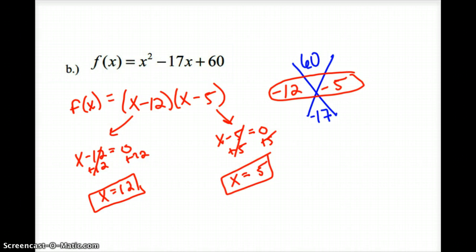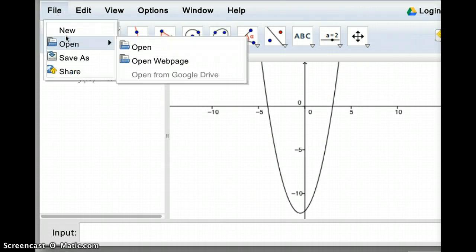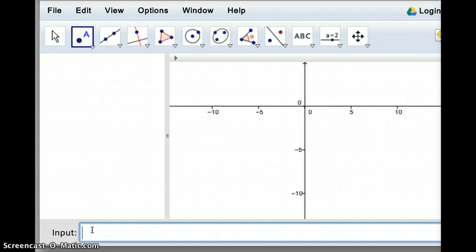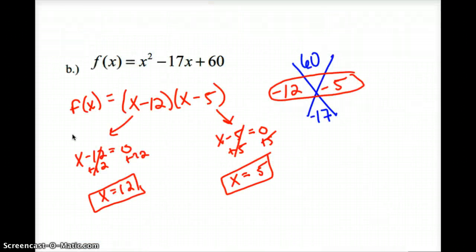So let's check on GeoGebra with this one. We want 12 and 5. Let me get a new one here. f of x equals x squared minus 17x plus 60. I'll probably have to zoom out some for you. Oh, maybe not. So we wanted positive 5, yep. And we wanted positive 12. Hey, right on, we've got it. So there's a quick picture of the graph. Perfect, we found the spots.